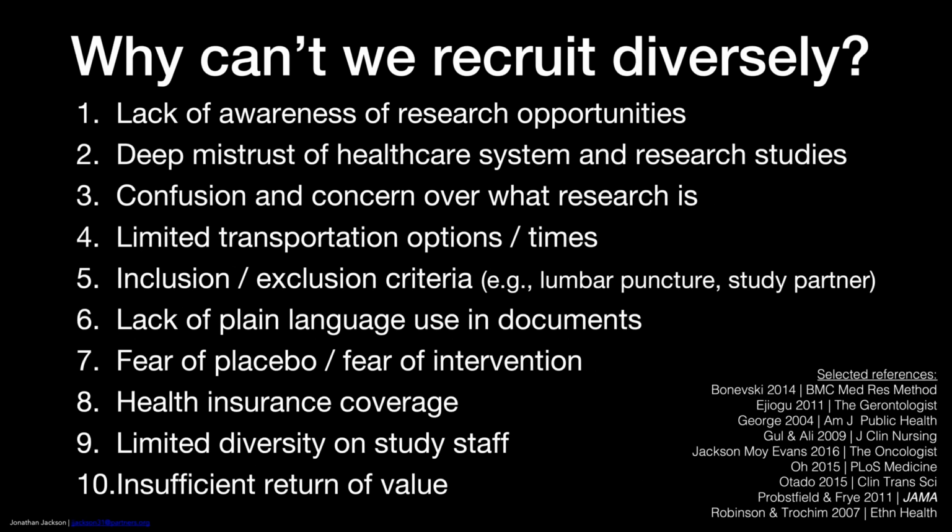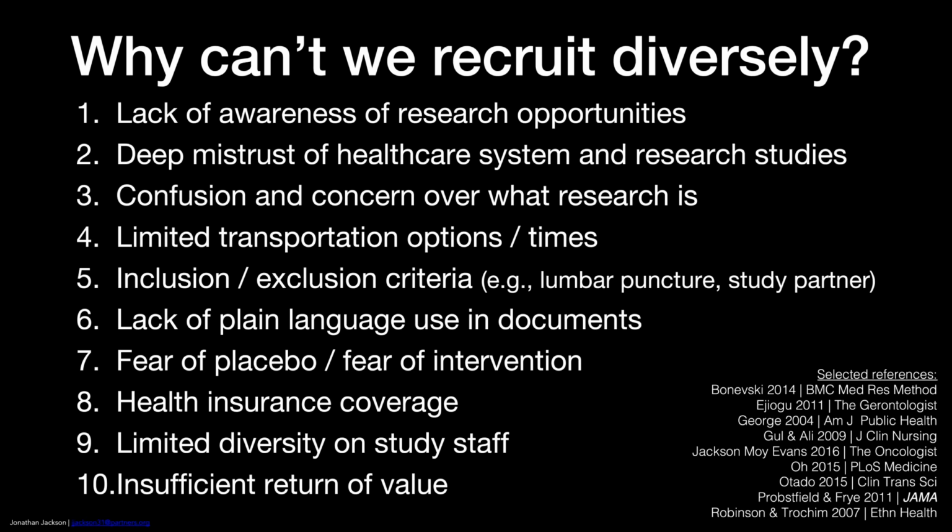So let's get to the heart of the matter, which is: why can't we recruit diversely? What's the trouble there? What I've listed here are the top 10 reasons that we can't recruit diversely. Those of you who are old enough to remember Letterman might think of this as a top 10 list. There are a lot of reasons that I think will probably resonate with some of you. What's interesting, though, is that I'm betting that if we surveyed all of you on the call, you might come up with different reasons that might be particularly important to you.